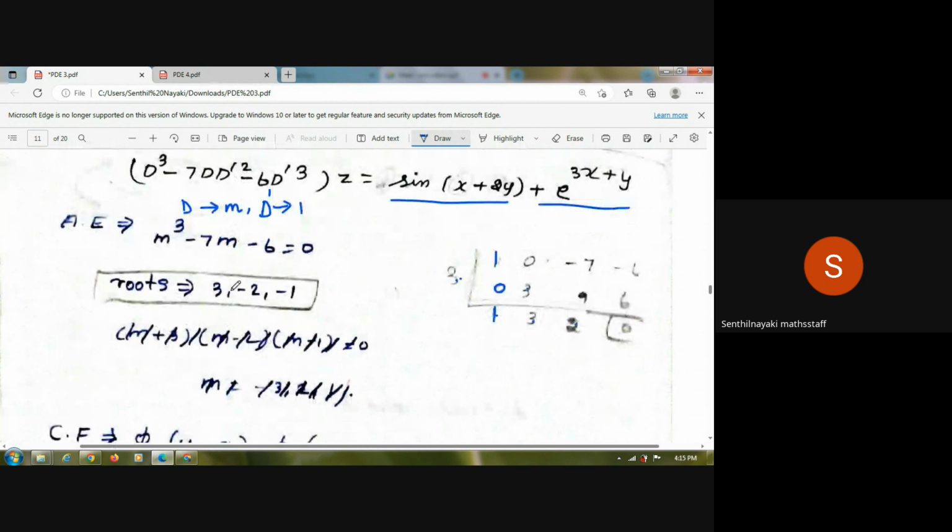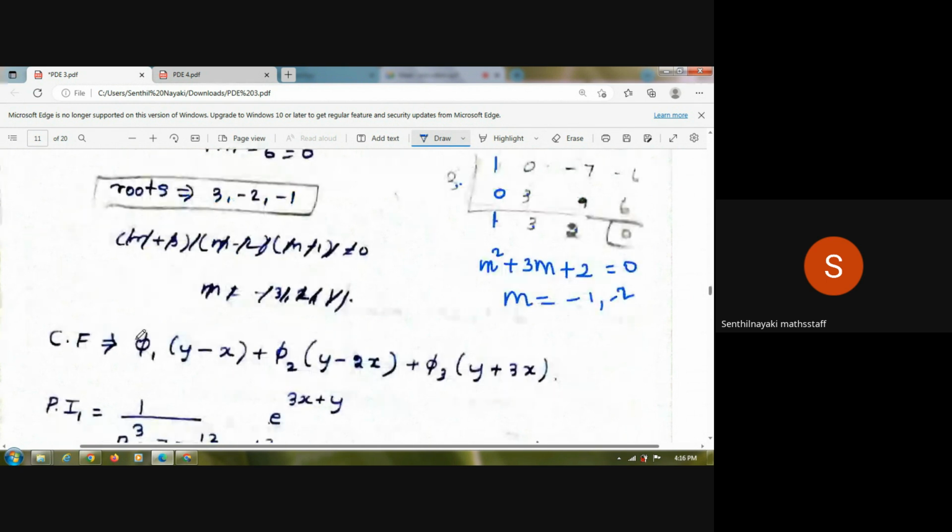Then the cubic equation becomes m square, because this is the coefficient of m square, this is the coefficient of m, so plus 3m plus 2 equal to 0. After solving this quadratic equation, we get the roots m equal to minus 1, minus 2. Therefore the three roots are 3, minus 2, minus 1.